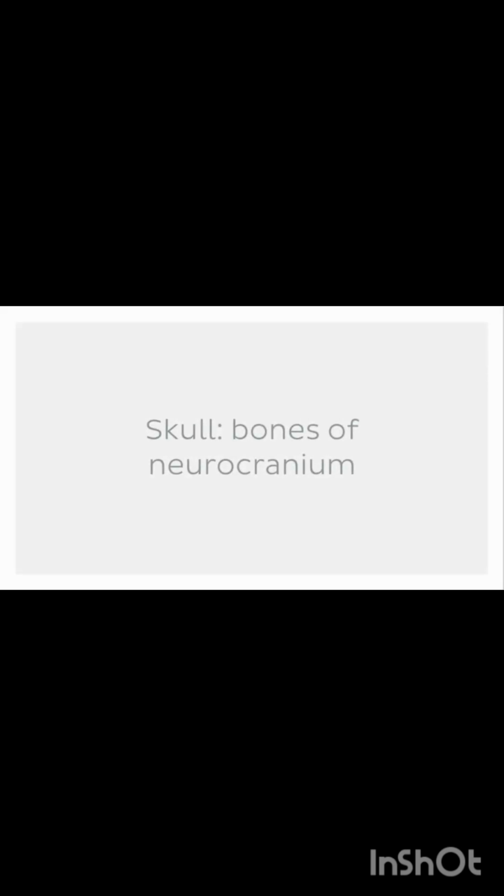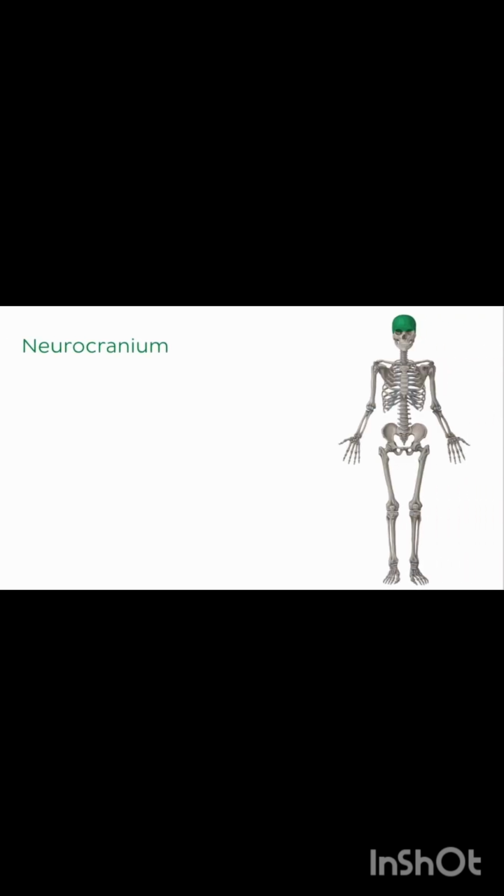So let's start with the axial skeleton, where we'll begin with the skull, starting specifically with some of the bones of the neurocranium. You might be wondering what on earth neurocranium means, but basically it refers to the portion of the skull that houses and protects the brain.